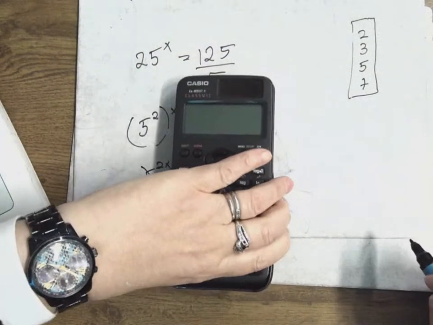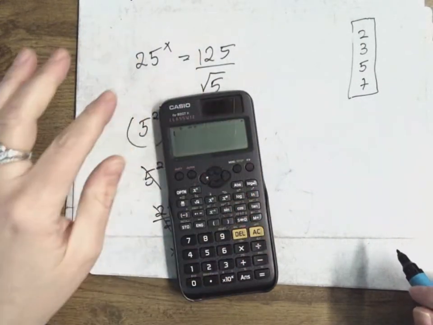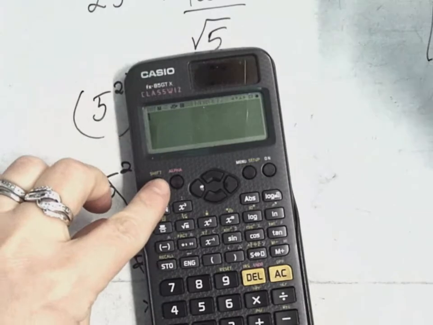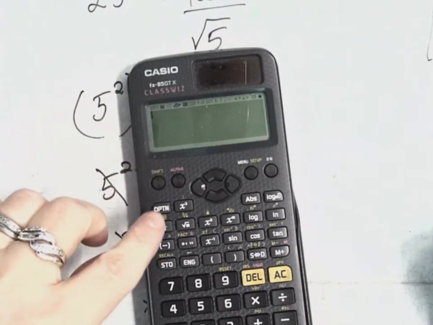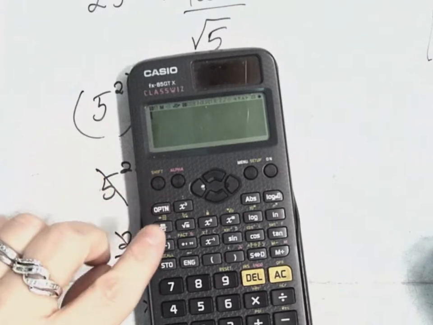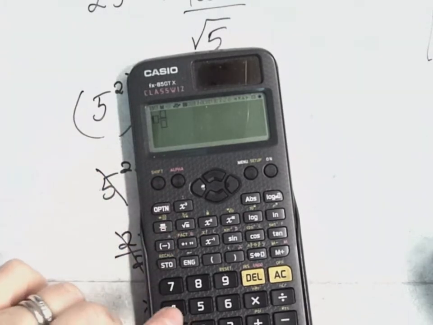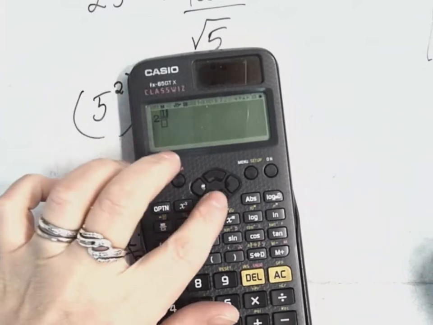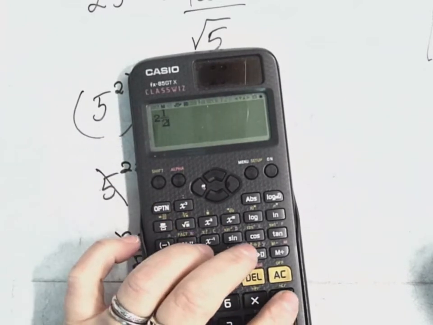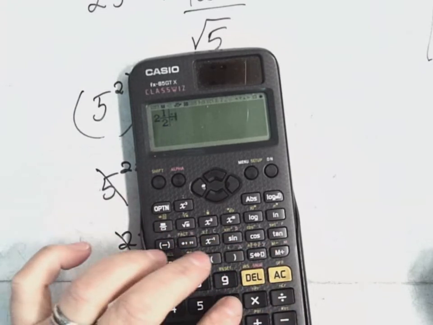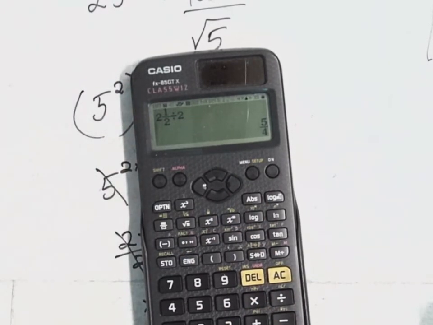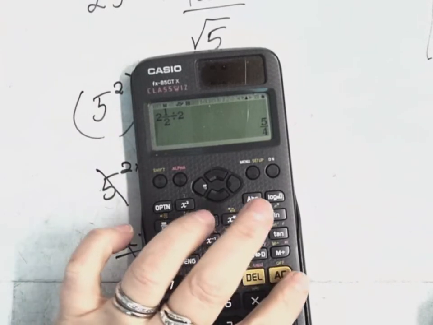Don't write 2.5 beside it. In order to put in a mixed fraction, girls, you have to go shift and the fraction button. So in order to put in 2.5, it's shift and the fraction button. So it's 2, and then you put it in, okay? And then you want to divide that by 2. So divided by 2 equals, and it'll give you 5/4, which is 1.25. Okay, but you write 5/4. Please don't do the wrong thing.